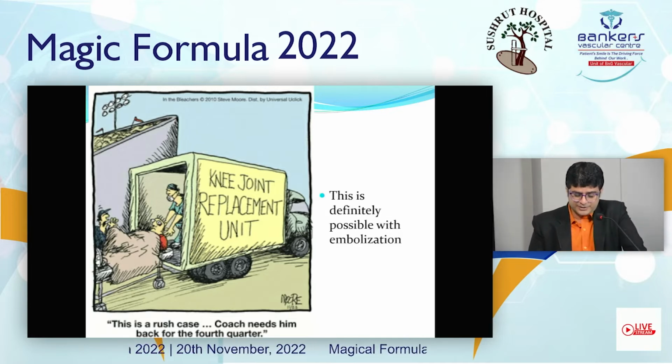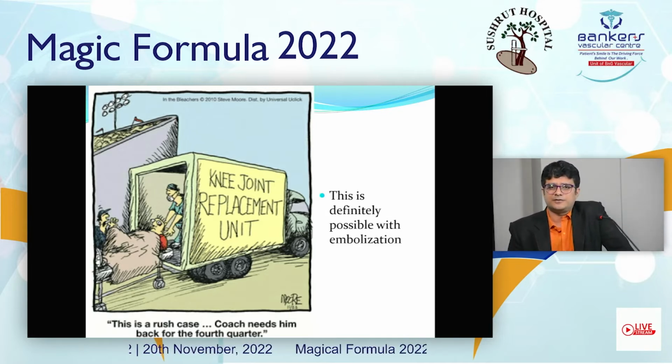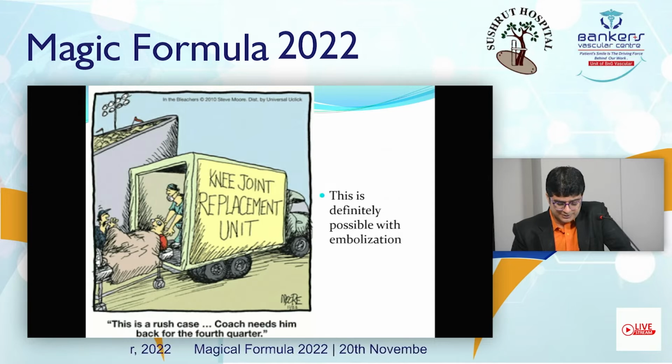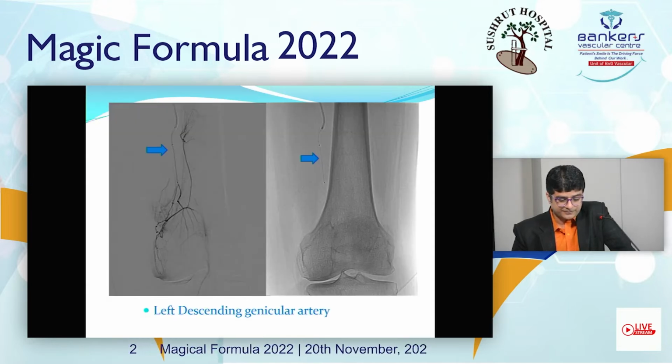Earliest ambulation after 6 hours. After the patient has undergone genicular artery embolization, the patient can ambulate after 6 hours and do his routine daily activities.